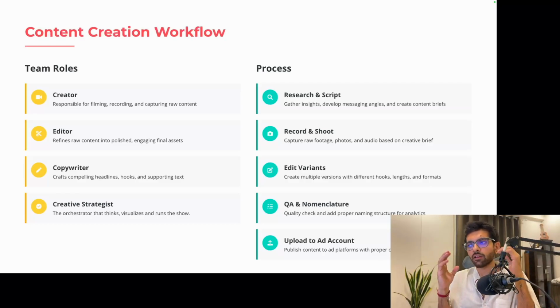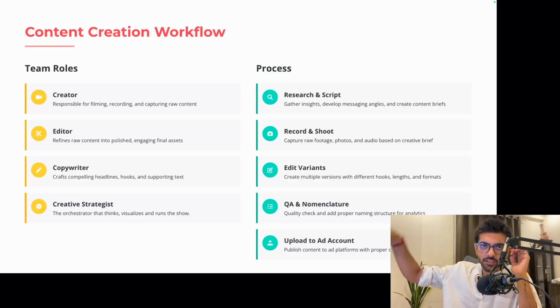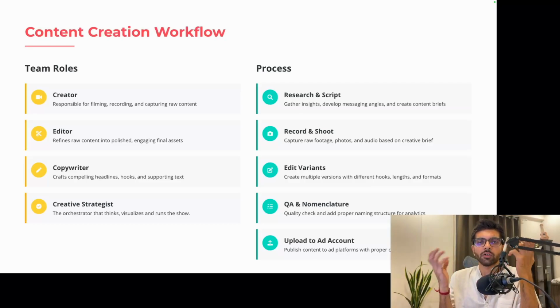Quality checks happen, nomenclature happens as I had shown in the example, so that once the ad is actually live in the dashboard by the media buyer, the creative strategist can get that data, and then with ad codes they can figure out what's working, what's not, and then upload it to the ad account. So creative strategist will coordinate with everyone, make sure all the things are done, and then share it with the media buyer or performance marketer.